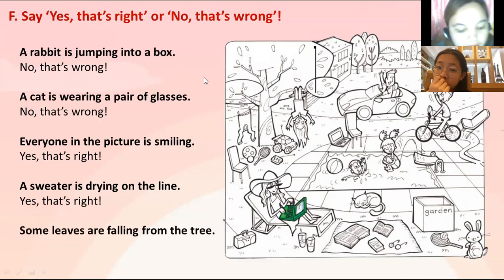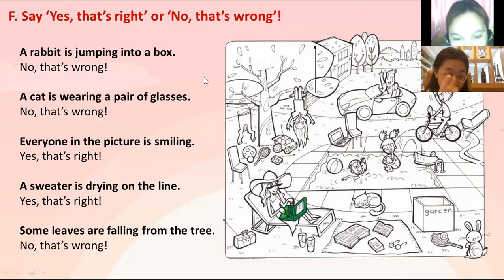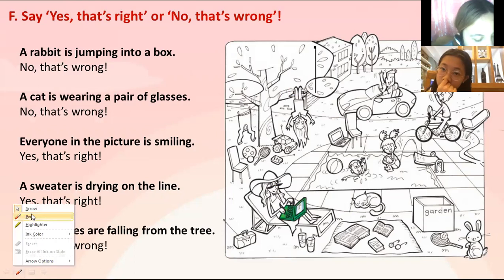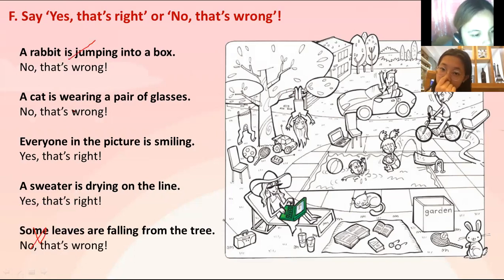Some leaves are falling from the tree. Yes, that's right. Okay, no, that's wrong because the leaves are not falling. Okay, one mistake. One, two, three, four.